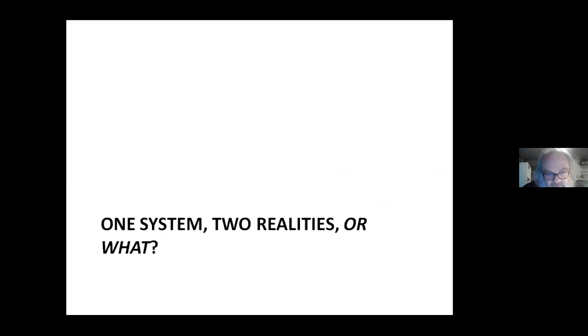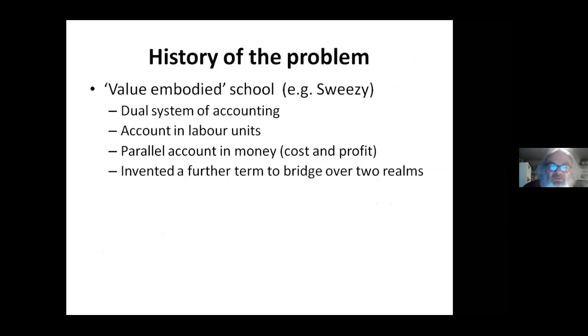Now, historically, the transformation problem, you may recall, I spoke right at the beginning of different schools of thought within Marxism. And if we go back to the middle of the 20th century, for example, the dominant is not quite the right word, but the leading school within Marxism is the value embodied school. And Paul Sweezy is probably the leading exponent of this, who was subsequently critiqued.